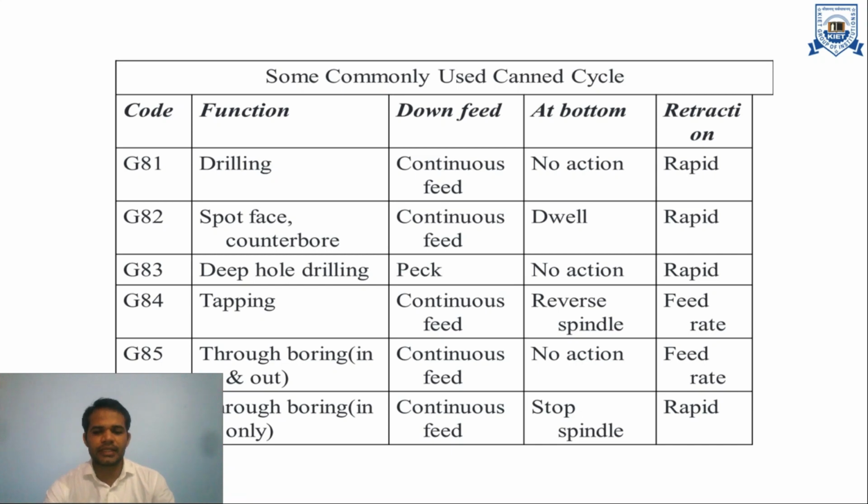Here you can see there are different codes: G81, 82, 83, 84, 85 and many more. Every code has some functions. Every code has some down feed and bottom retraction. Every canned cycle code is used for a different type of drilling operation, with different functions. So we have to remember all these codes for different canned cycle operations.